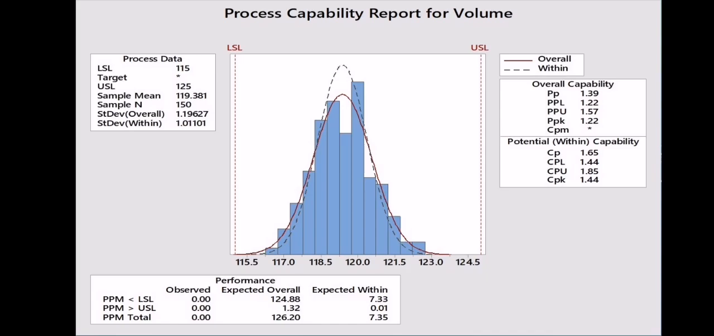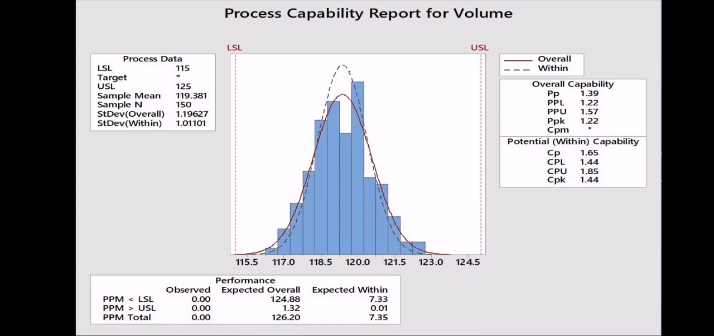So if we take the difference between the process mean and the nearest specification limit, which is the lower specification limit, and divide that by 3 times sigma, where sigma is the overall standard deviation, we get a PPK of 1.22, which is less than 1.33. So in fact, this process is not performing. Its overall capability is not satisfactory. Because of the centrality problem and because of the instability problem, this process is not satisfactory. But if these problems could be addressed, then this process would be satisfactory.